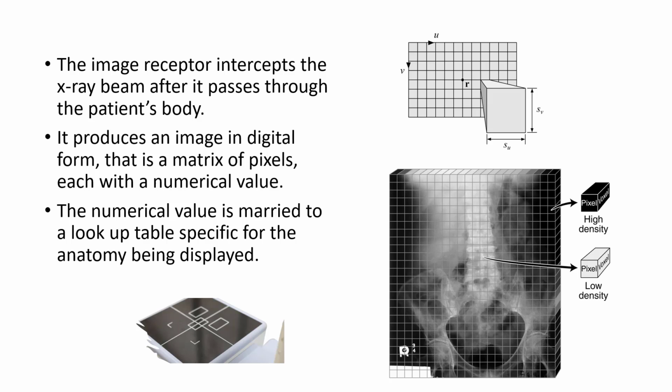By doing so, it produces an image in a digital form, and it is recorded on an active matrix of pixels and voxels, each one of which has a number that corresponds to the intensity of the signal for the area. The numerical value is married to a lookup table specific for the anatomy being displayed.